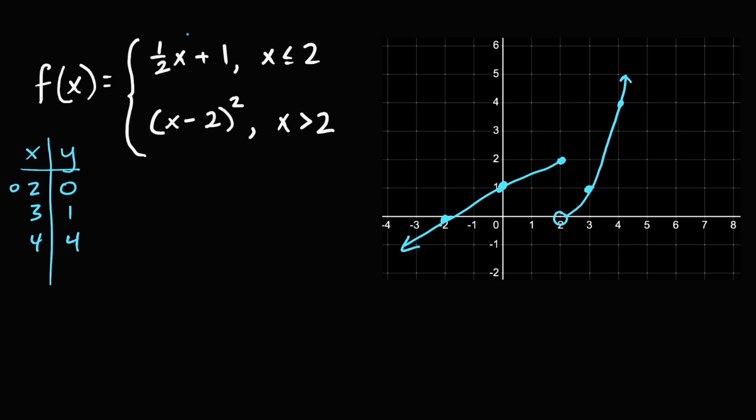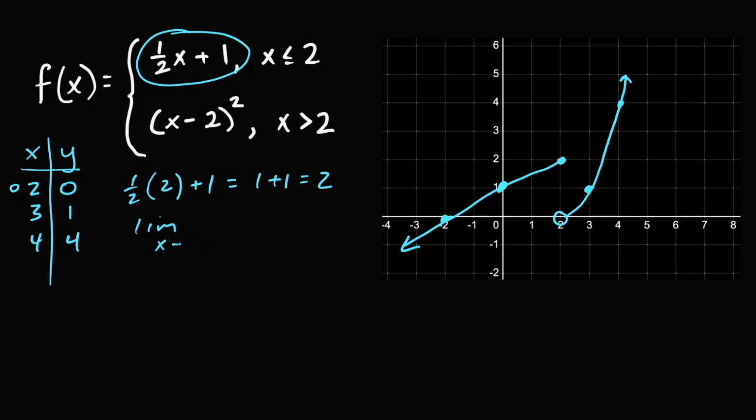What we can also do is, from the left we're using this side, so we can just substitute in the value of 2 to see what we get. And we would get 1 plus 1, so we get 2. So the limit from the left, as we approach 2 from the left for our function, is equal to 2. Now from the right, it's the same thing. We can see it's approaching 0, but we can go ahead and just substitute in what we want there.